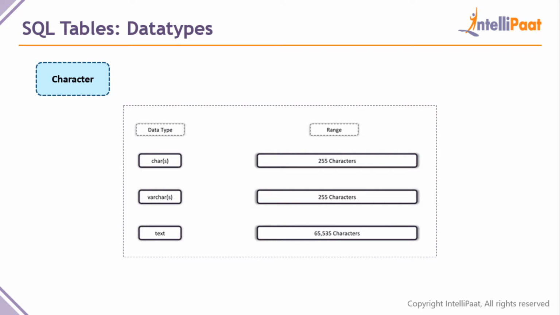But then we have something called text, where let's say you want to put in a description of something. There would be a limit if we said 255 characters. So for that case, the standard SQL manufacturers have given us a range of 65,535 characters, which I think should suffice for most applications where we use the data type text, where we are putting in some sort of description, guys.